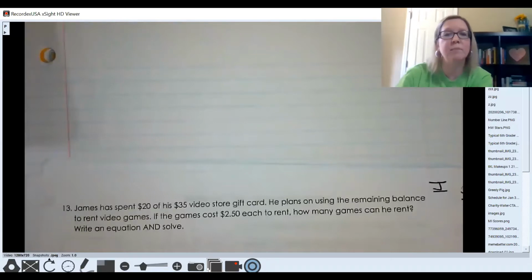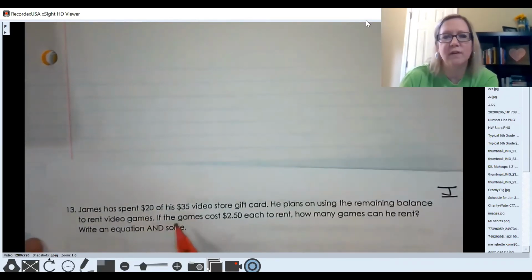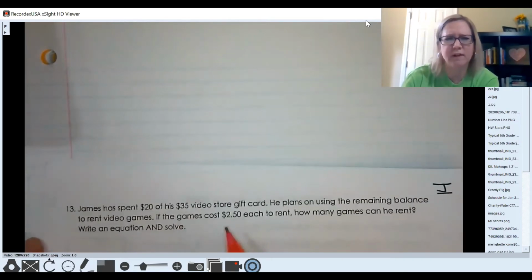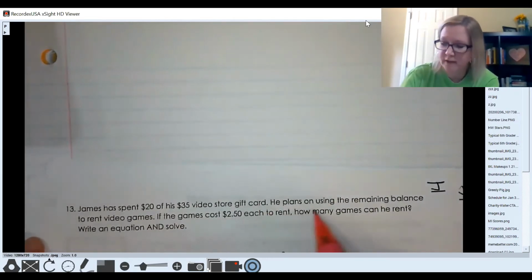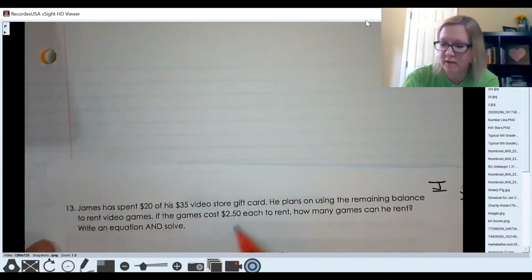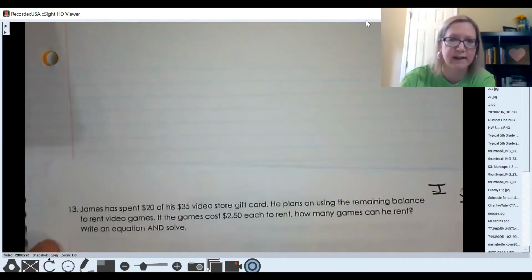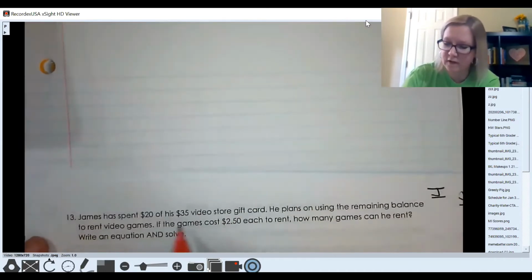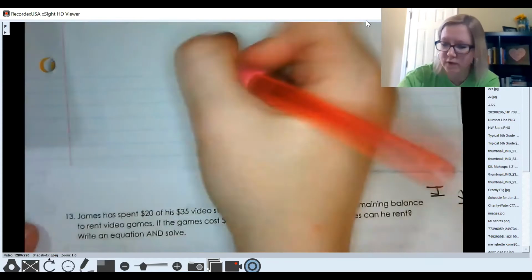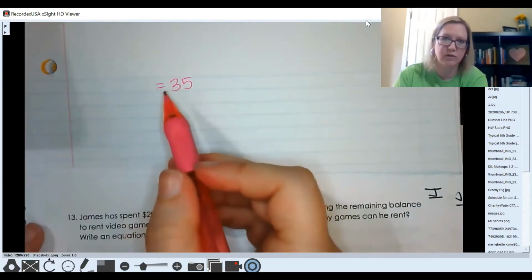So let's take a look at problem number 13. James has spent $20 of his $35 video store gift card. He plans on using the remaining balance to rent video games. If the games cost $2.50 each to rent, how many games can he rent? Write an equation and solve. Well, the video store gift card was a total of $35. So we know that that is on one side of the equation.